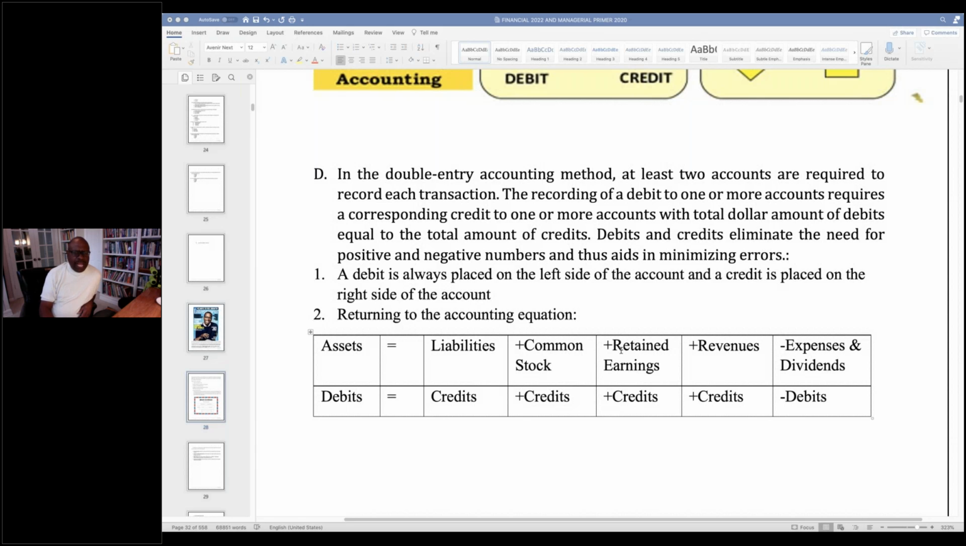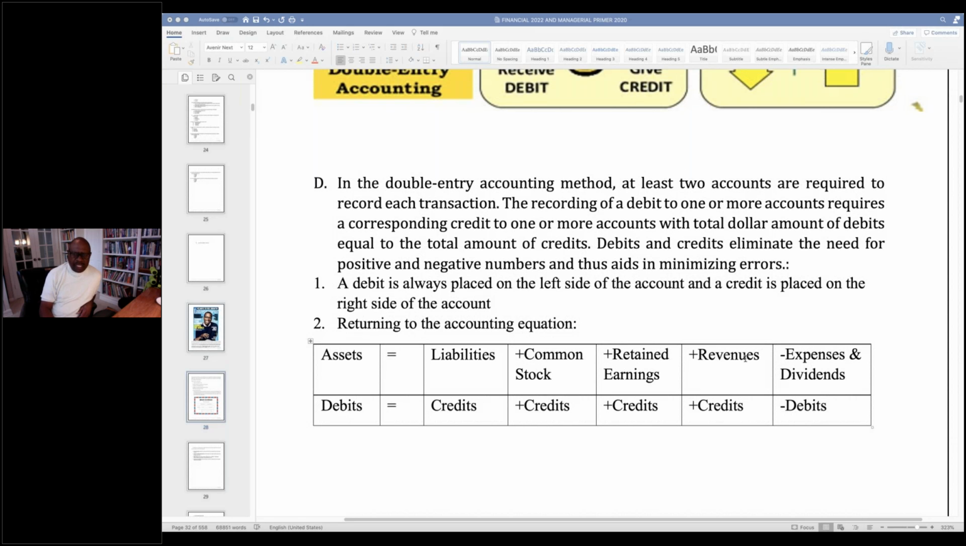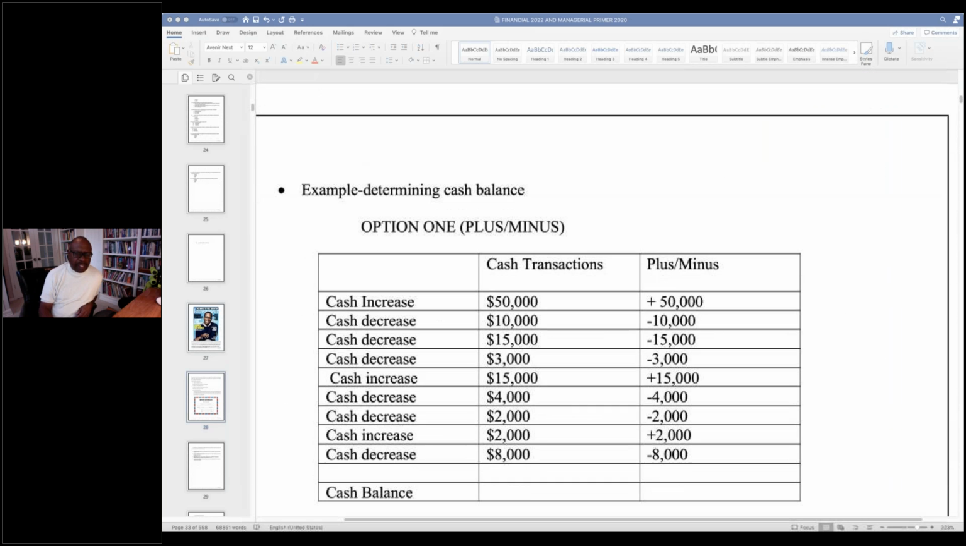Return to this equation: assets equal liabilities plus common stock plus retained earnings minus dividends and expenses. The debits for the assets equal the credits for the liabilities and the credits for common stock. The credits for retained earnings can be negative if your company's not doing well. So if it's a credit, the company's doing well. If it's a debit, it's not doing well. Revenues are credits, and of course, expenses and dividends are always debits. So these always have to equal. They have to equal when the journal entry is made. They have to equal when the trial balance is prepared.